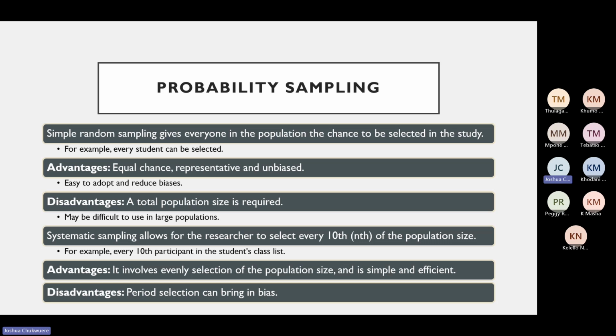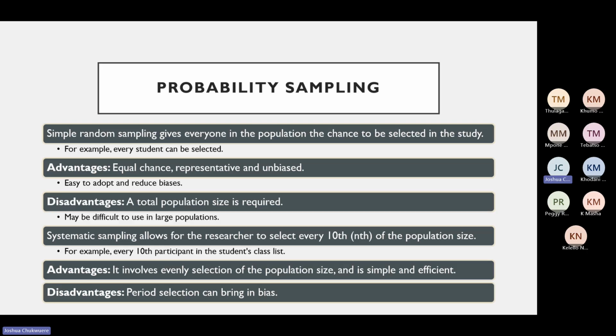But anyone, whether you are close to them or not, is open to the study, which assists in terms of bias reduction. That element of personal bias as a researcher will be minimal. Also, the disadvantage is that a total sample is required. It may be difficult to use in a large population.